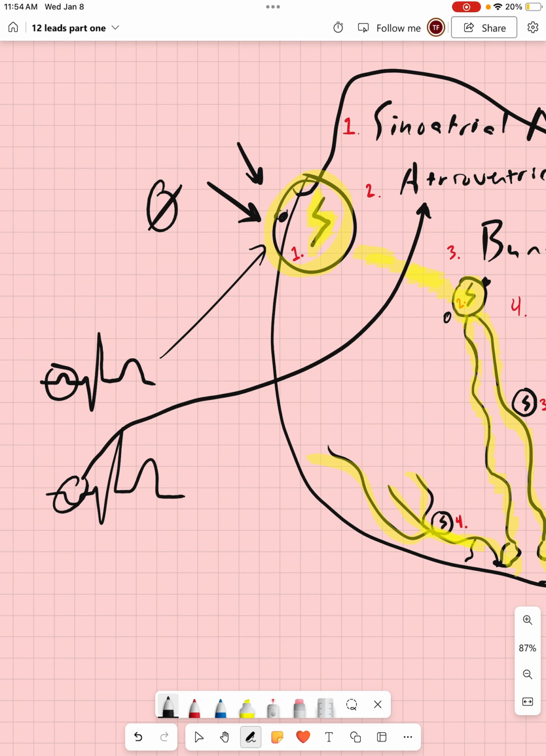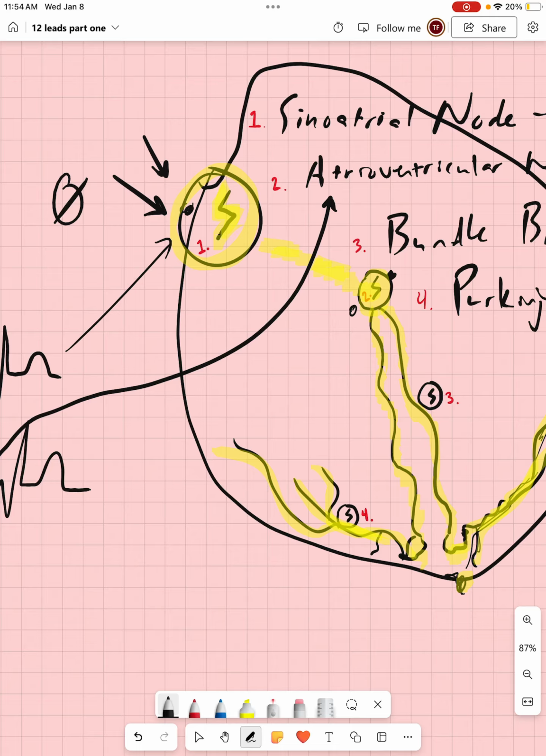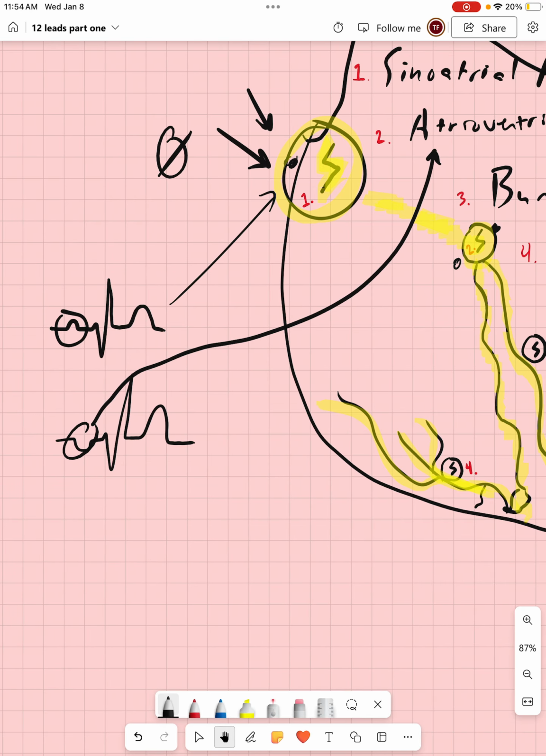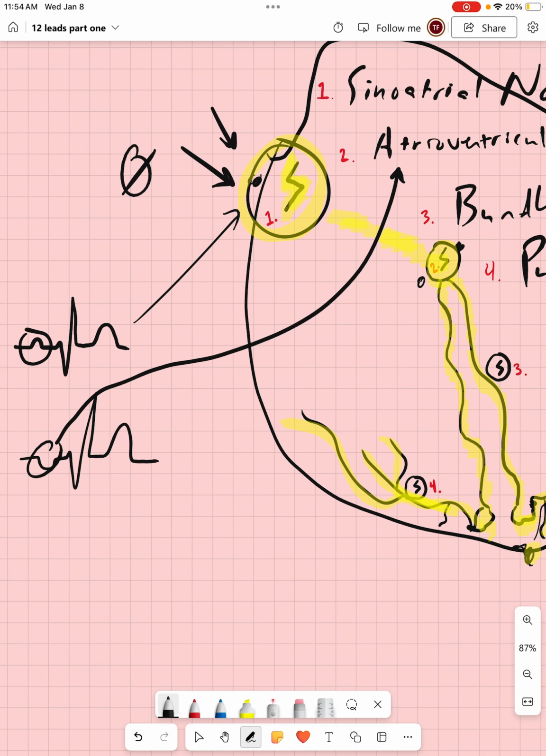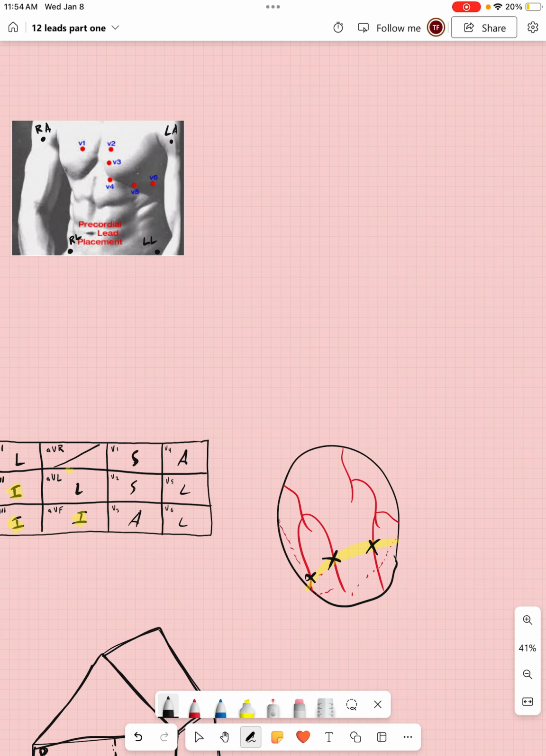Again, the AV node makes a noble effort in carrying on the work of the SA node, but it's just not as good at it, so it's not going to be quite the same. And that is a clue to me as a provider that this cardiac rhythm is not being initiated by the SA node, and there's something wrong electrically. Now, you can still have a completely stable patient with this, but it gives you a more accurate depiction of what's going on with their heart. We will go into that further in the future, but I just wanted to give you a little heads up on what that meant.